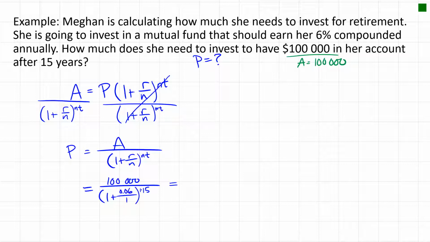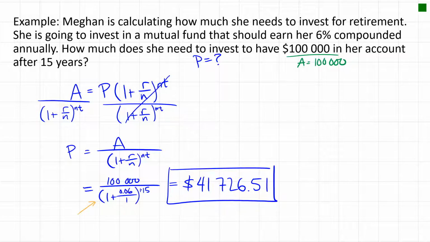Again, be careful in your calculation. One strategy is to calculate everything in the denominator first, and then do 100,000 divided by that, but do whatever method is efficient and accurate for yourself. But after going through that calculation, we get that the total amount that needed to be invested at the beginning was $41,726.51. So that's pretty cool. If you can get 6% annually, you can turn about $40,000 into $100,000 after 15 years.